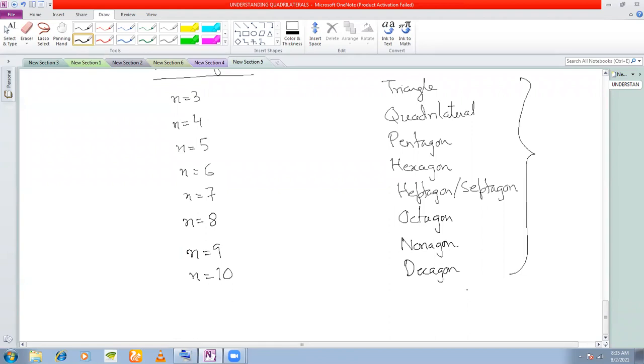If I give you n is equal to 3, you will say that it is a triangle. Whether regular or irregular, that we'll see: if the number of sides are equal, or if the interior angles are equal, or if all the exterior angles are equal, then we'll call it a regular polygon. Otherwise, we'll call it simply a triangle or a quadrilateral or a pentagon. Clear?